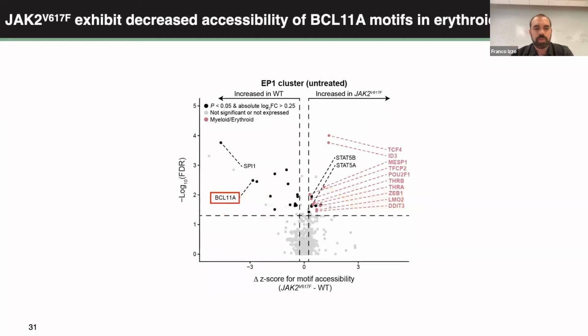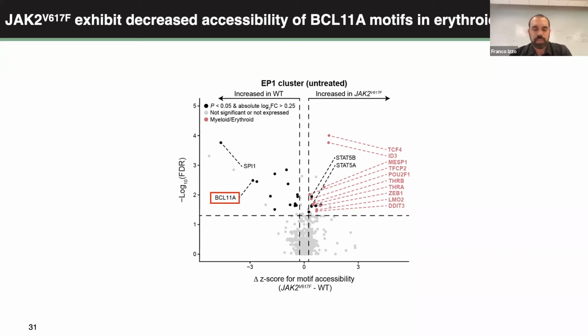So next we looked into the other myeloid lineages because we wanted to know whether these cell type specific phenotypes were also different in other progenitor subtypes. And when assessing differential motif accessibility of early erythroid progenitors, the mutant cells exhibit an enrichment in STAT5A and 5B, which is to some extent expected because they are downstream of JAK2 targets. But we also observed a decrease in the accessibility of BCL11A, which is highlighted there in red.